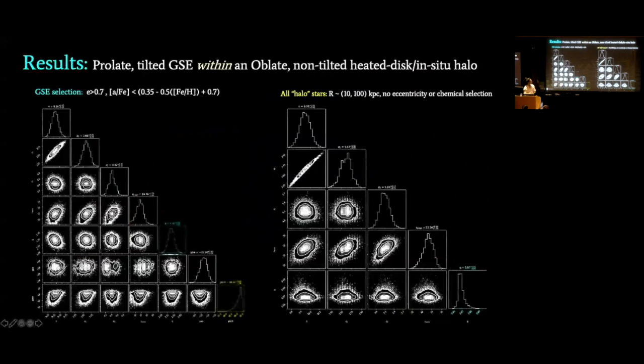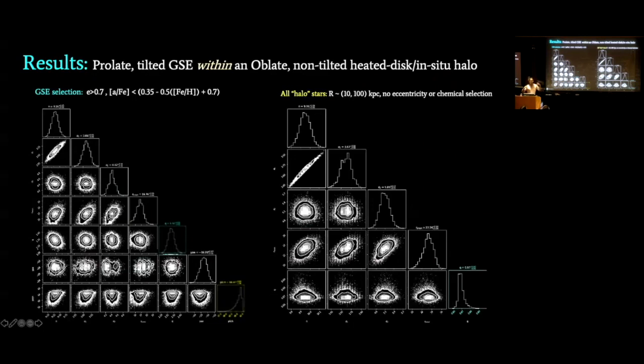So this is the result. Oh no, I don't know why that is so blurry. These are the two main results. On the left plot is our fit of the GSE sample, and the right side is the fit of the total halo sample, which is more comparable to prior literature.